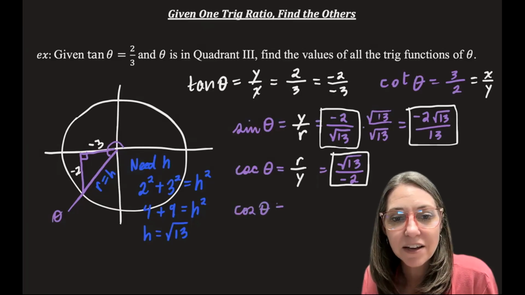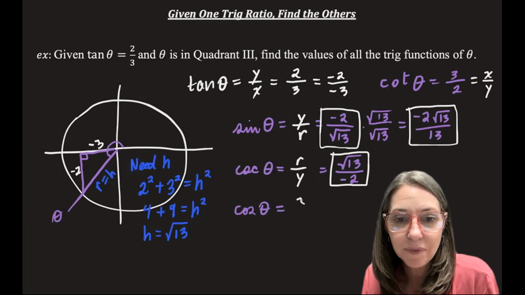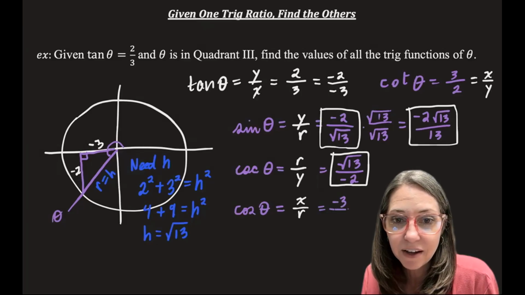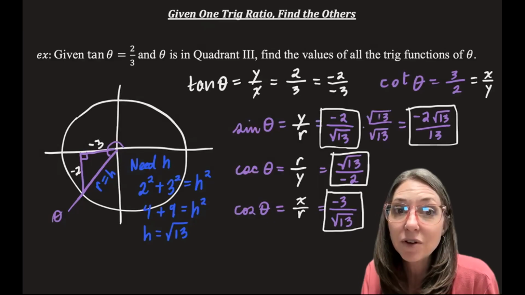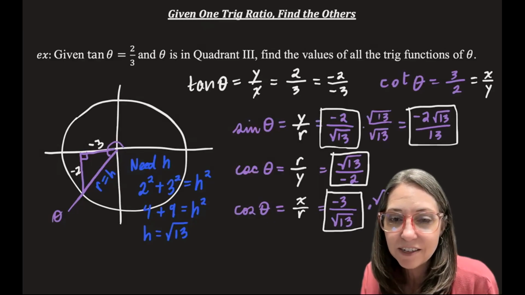Next we have cosine. Cosine of theta in general is equal to x over r. The x coordinate in this one is -3, and the radius is root 13. If you can answer unrationalized, you may stop there. But if you need to rationalize, we'll multiply by, just like we did with sine, root 13 over itself to get -3 times root 13 over 13. Let me box that answer up there.